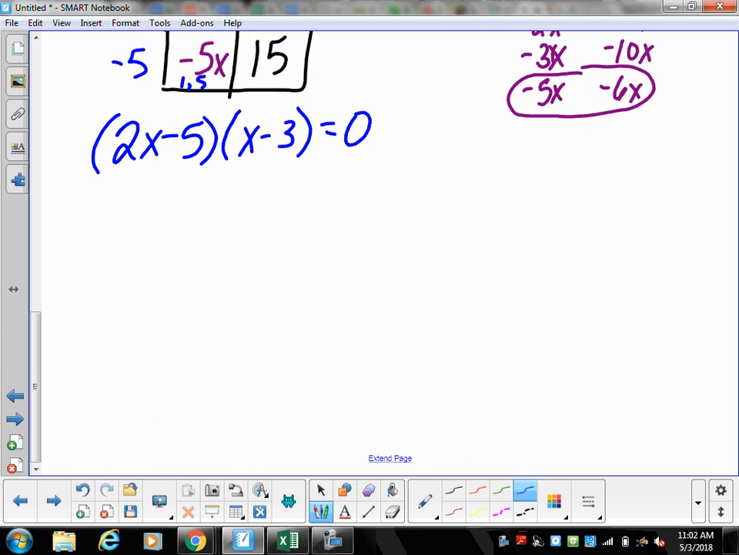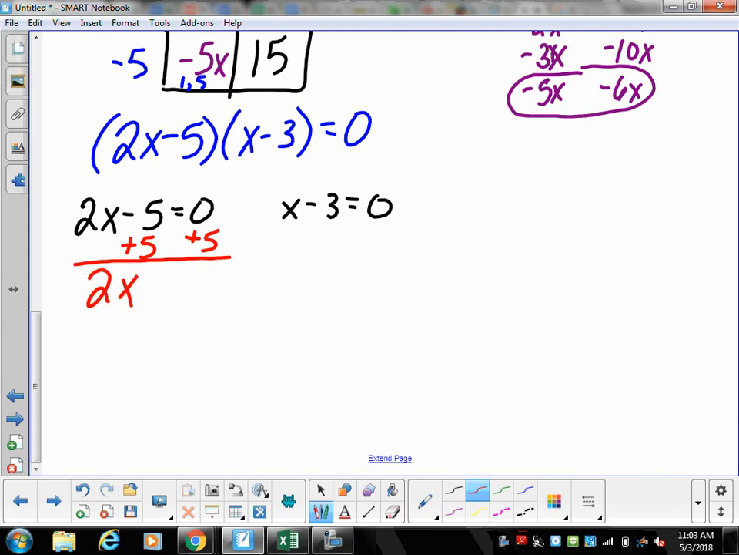And so the little bit more part is, if these two factors multiplied together equal 0, that means that 2x minus 5 has to equal 0, and x minus 3 has to equal 0. And so then I solve those two equations to find out what x would be. Over here, add 5 to both sides, so 2x equals 5. And then divide by 2, so x equals 5 halves, or for some of y'all, 2.5. So that's the first one.